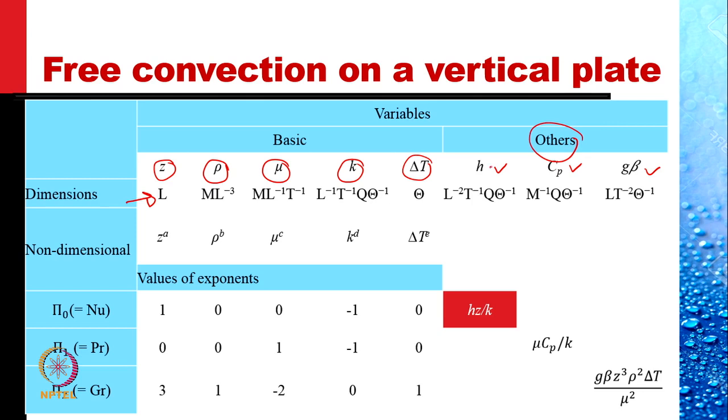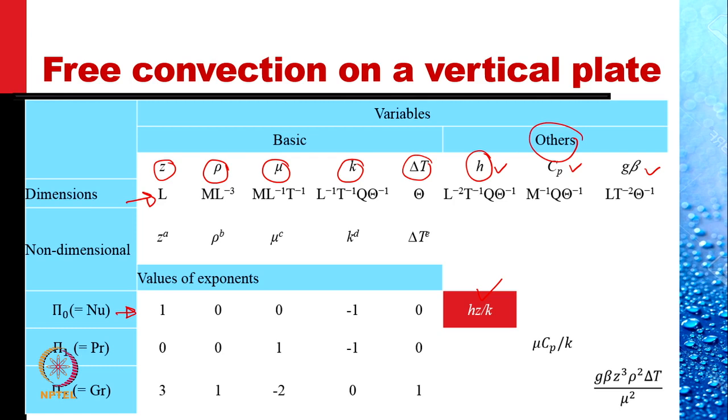So with h, the dependent parameter, we get a dependent pi, and it is z raised to power 1 and k raised to power minus 1. And from this, we get the parameter hz by k as a dependent non-dimensional parameter. This is termed as Nusselt number and abbreviated by Nu in heat transfer literature.